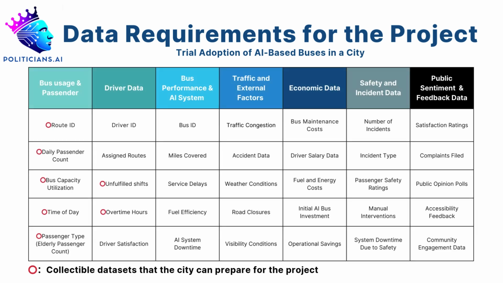Now that we understand the objectives and strategy for introducing AI-based buses in the city, the next step is to identify the data we need for analysis. To make informed decisions about the AI bus system, we've outlined 7 ideal datasets. These datasets will help us monitor bus usage, track driver shortages, evaluate performance, and understand public sentiment.